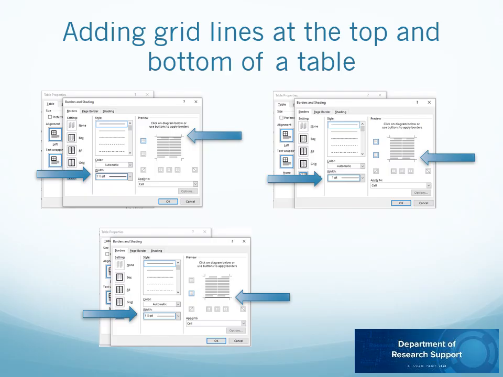Next, highlight the last row of the table and follow the steps used for the column heading row. However, for the last row of the table, you will only add a line to the bottom as shown in the example image at the bottom of this slide. Make sure to change the width to 1.5 point for this last row of the table. Then click OK to accept this change.